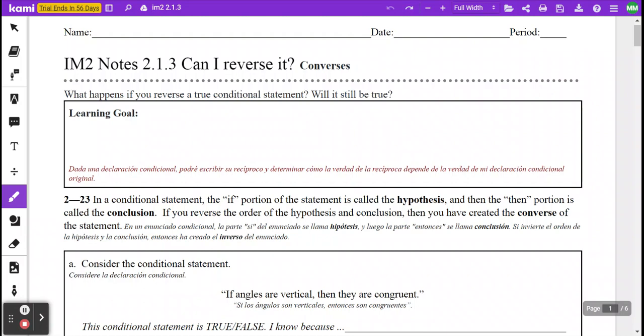Can I reverse it? Converses. What happens if you reverse a true conditional statement? And will it still be true? We have one learning goal. Let's write it in first person.